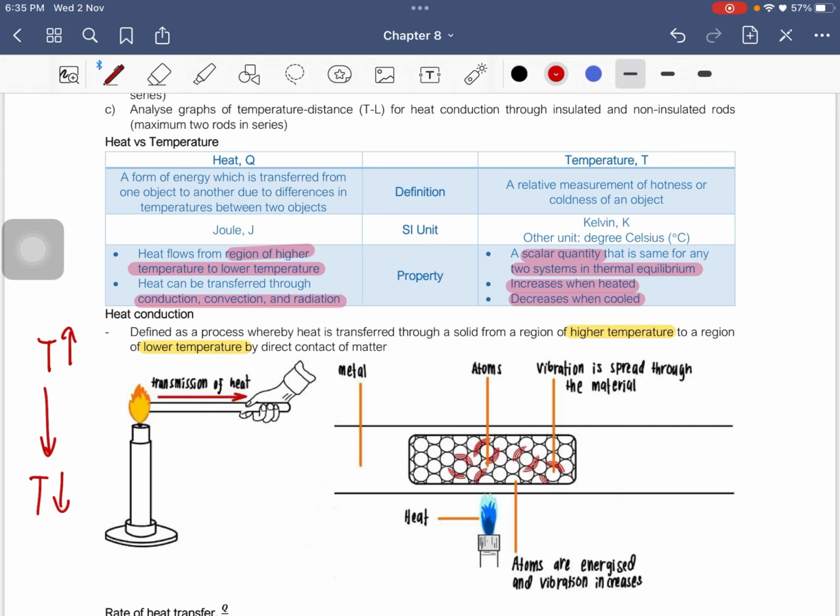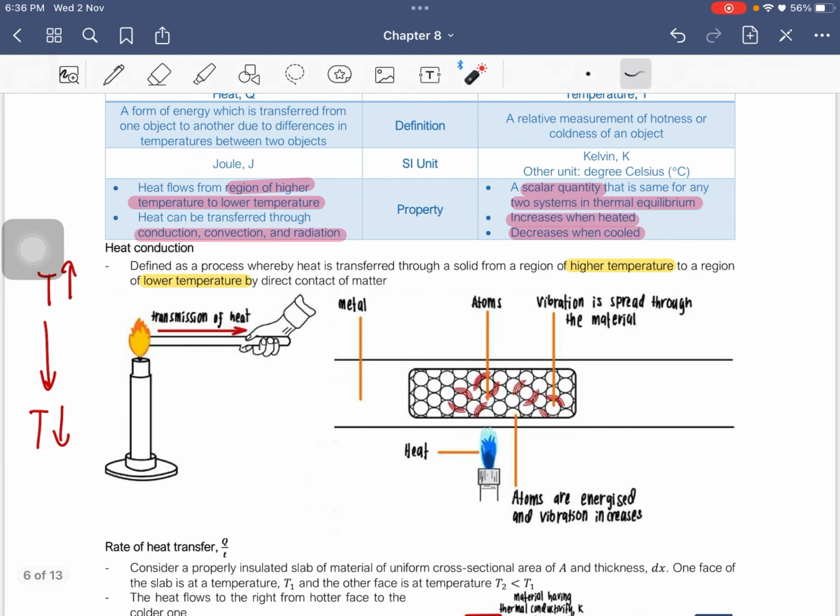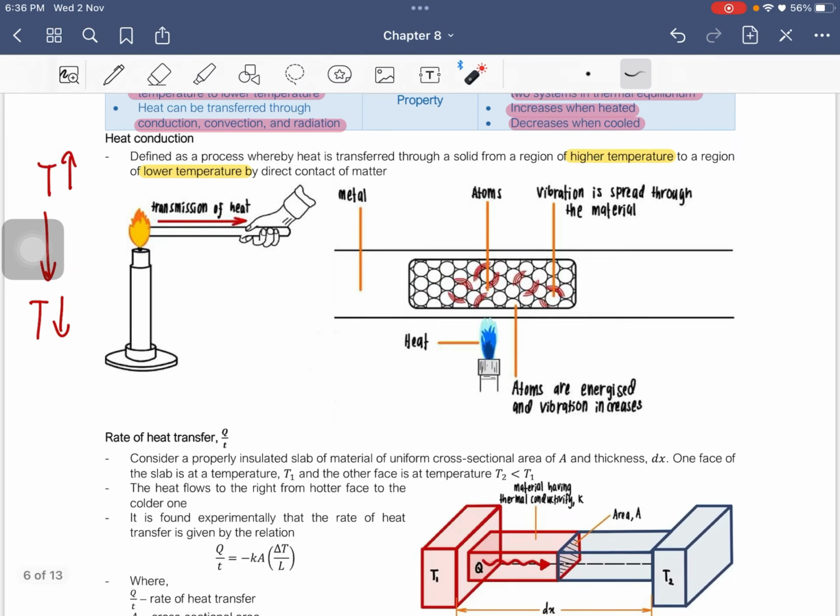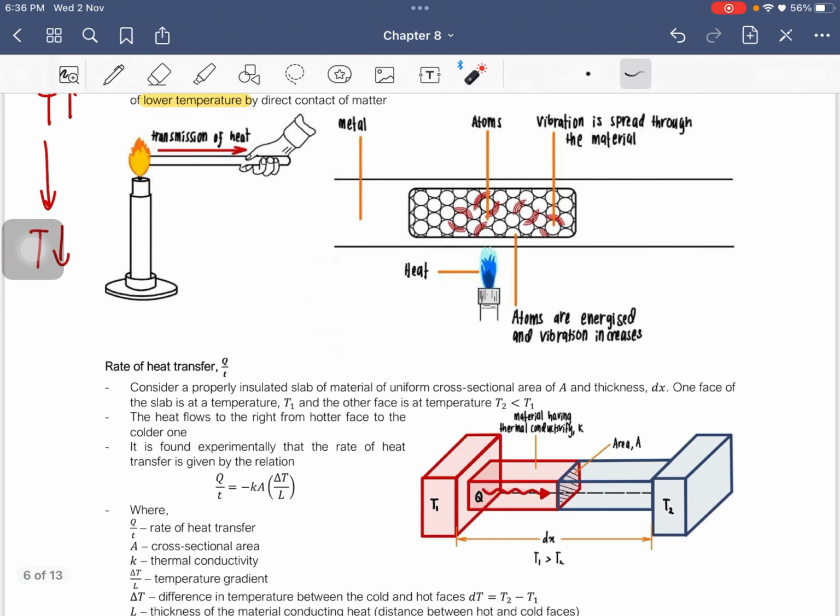Okay, so it happens by direct contact of matter. For example, when we are heating up the rod here, there's a transmission of heat from this fire throughout this rod here. So what is happening is the atoms are energized and vibration will increase. So the vibration is spreading through the material. So the atoms start vibrating when it is heated up lah. Okay, so basically that is graphically what is happening when you are heating up something.